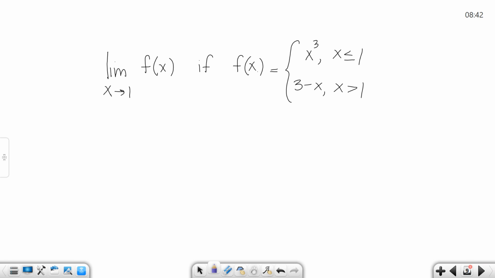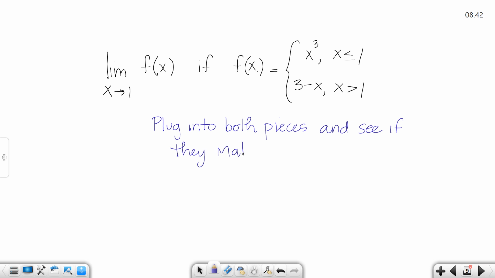If I ask you the limit as x approaches 1 of this function, what I want you to do is plug it into both pieces. What you're looking for is to see if they match. Now, we've talked about graphs previously. You will remember in our piecewise function, when we had two pieces, we're looking to see if they meet from the left and the right, and that's what we're doing here.